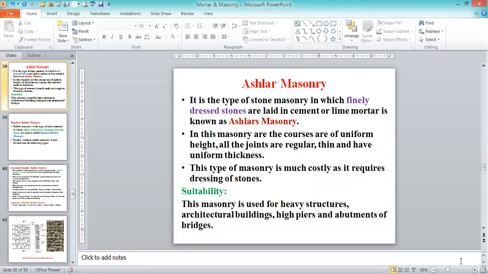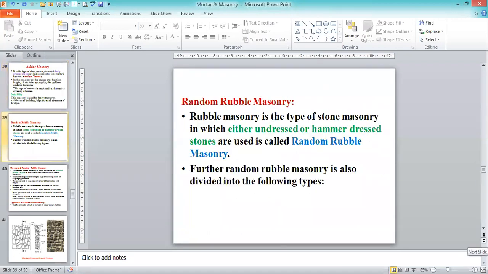And rubble masonry is classified into three types. Already we discussed: random rubble masonry, square dressed one, and dry rubble masonry. Now we will go once again to the rubble masonry. In that, the first subdivision or subclassification is random rubble masonry, RRM. So what is RRM, random rubble masonry?